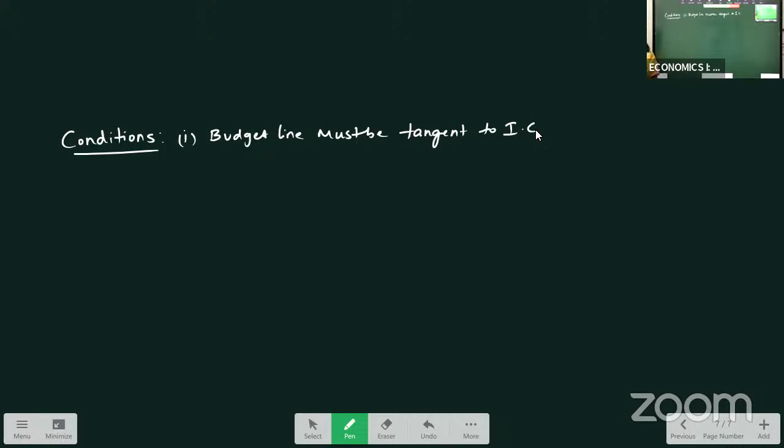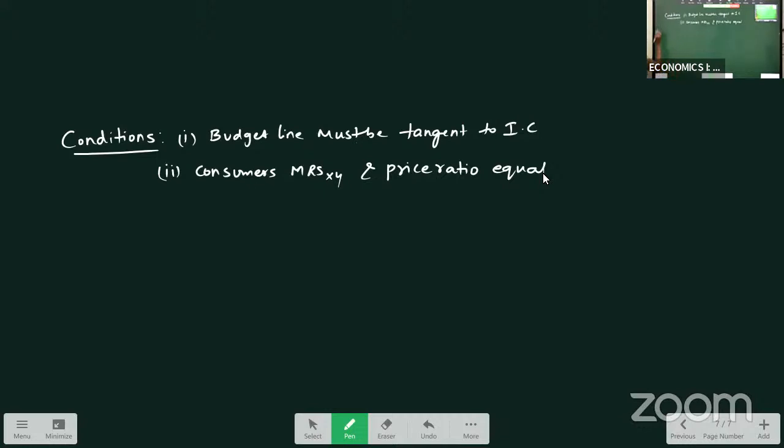And the second condition is that the consumer's MRSXY, that is marginal rate of substitution of X and Y, and the price ratio must be equal, right? Means whatever the price they are paying for the two commodities, that should be equal to the satisfaction, what the substitution they are doing. So these two conditions will be there.